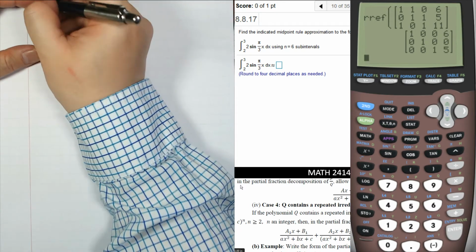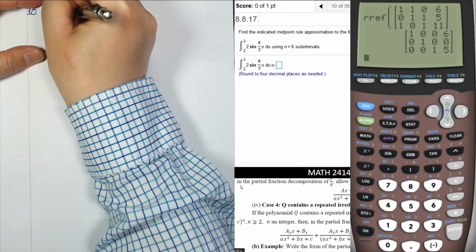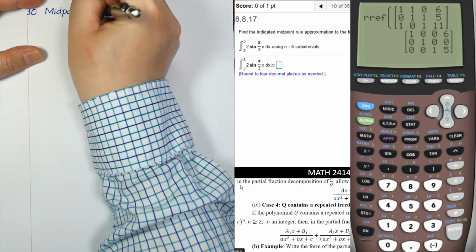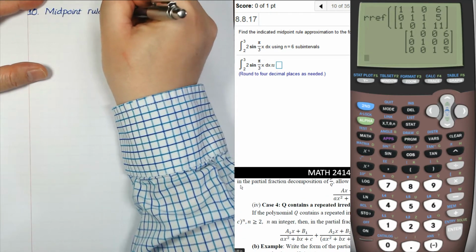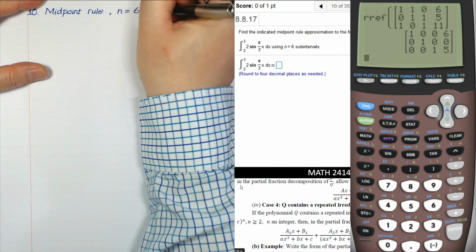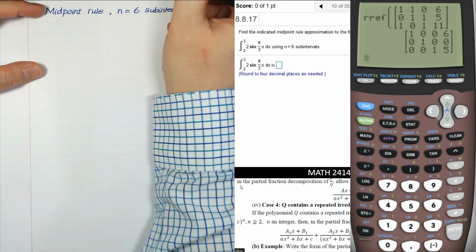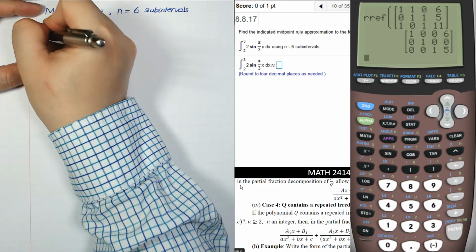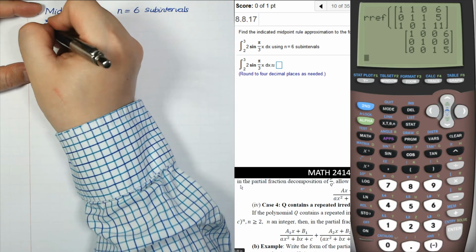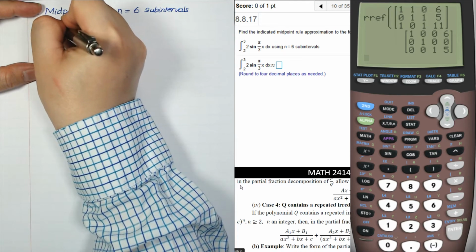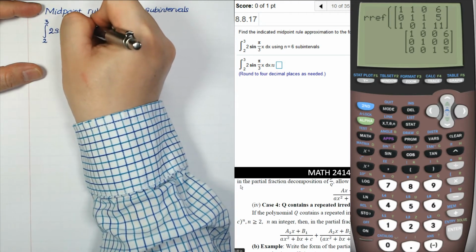I'm just going to write out the midpoint rule using 6 subintervals: the integral from 2 to 3 of 2 times sine of pi over 3 x dx.